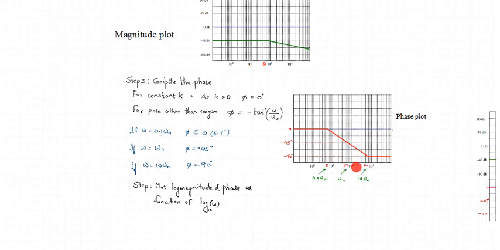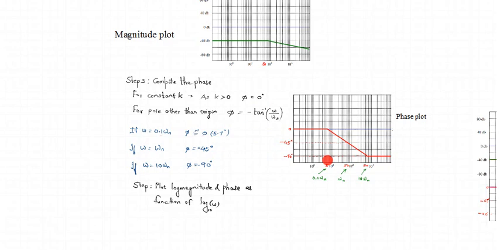So up to 0.1 omega n, phase is almost 0. When omega takes a value omega n, and omega n is 50 here, your phase has decreased to minus 45 degree. And when omega takes a value 10 omega n, that means tan inverse of 10, which is nearly equal to 90 degree. The minus sign here gives us the negative angles. So this is the phase characteristics.